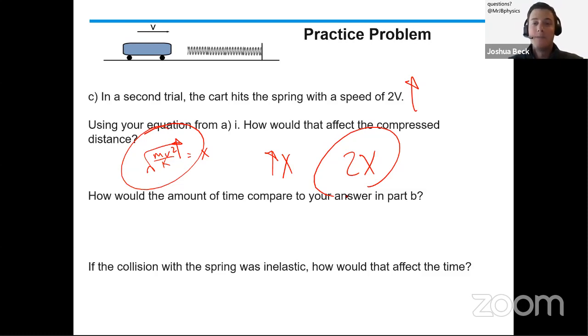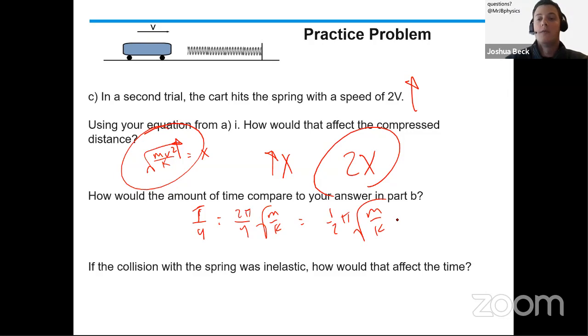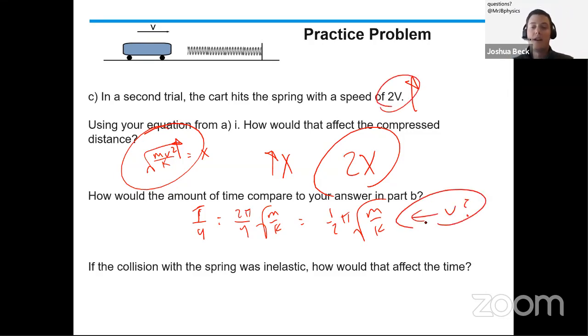Well, remember the time is this period of oscillation divided by 4 because it's 1/4 of a full oscillation. It's attached to the spring. It's going to be going through a segment of simple harmonic motion, but just a quarter of it. So remember that was 2 pi. This was the previous part. We said this was 1/2 pi m over k. Well, I've just changed velocity. Is velocity in any of this equation right here? No. So how does it change it? How would the amount of time compare? It'd be exactly the same.